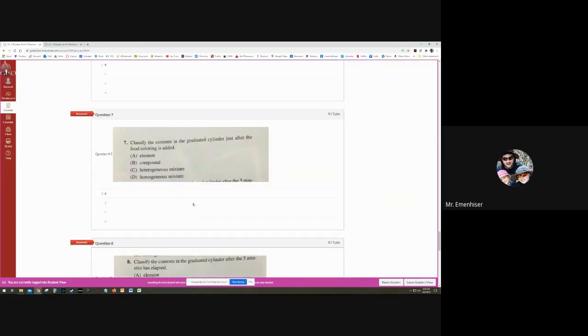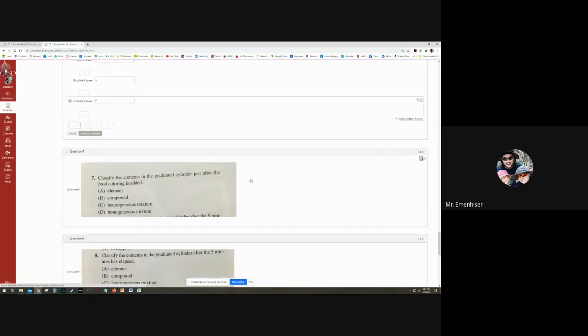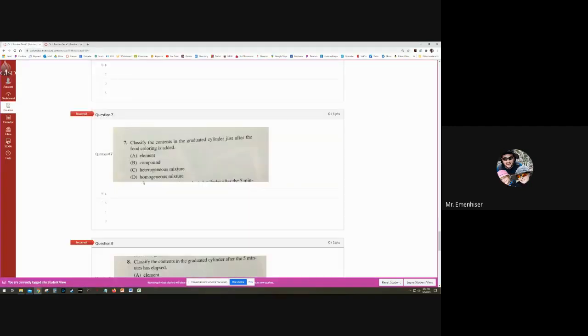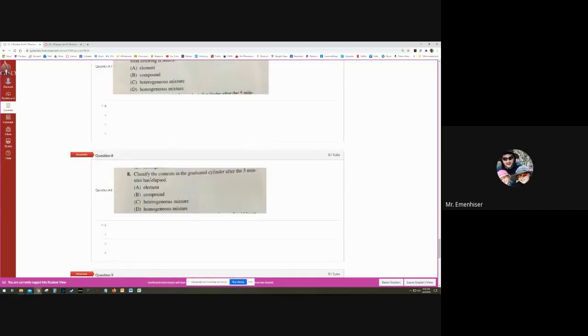All right, number 7. Classify the contents in the graduated cylinder just after the food coloring is added. That one is C. So it was a heterogeneous mixture when it looked like this, right? If you look at this one, you see the blue and the green, they're different. Remember that that's a heterogeneous mixture: 2 different phases that are visibly distinct from one another. Different colors separated, so 2 liquids separated. If they were mixed uniformly, then we could call it a compound or a homogeneous mixture, which would be a solution.